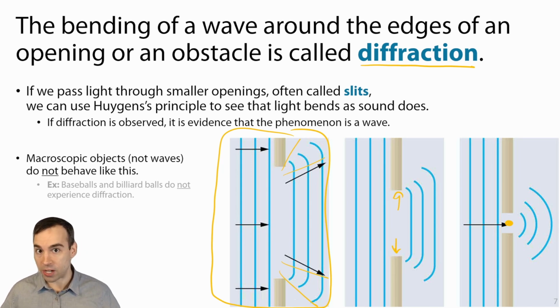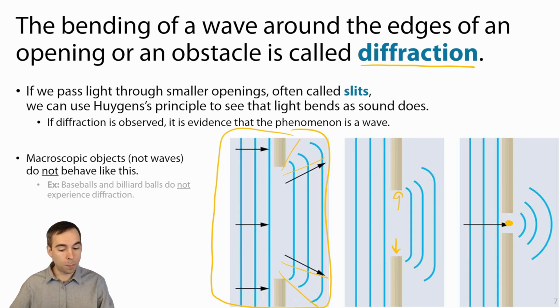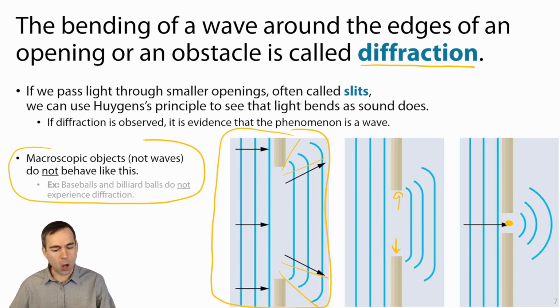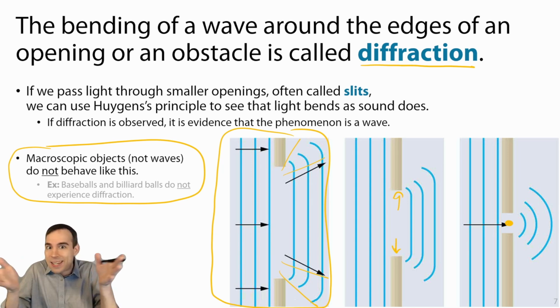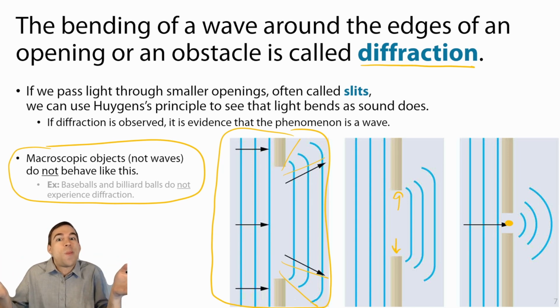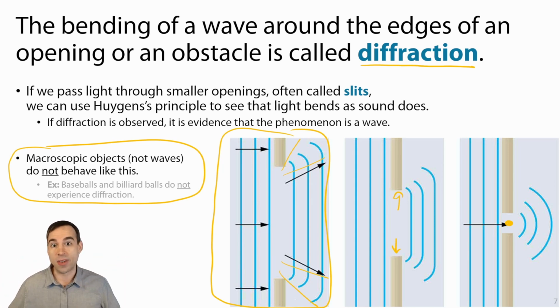And this idea of diffraction is unique to waves only. Particles like baseballs and billiard balls and cars do not bend and spread out as they go through an opening about the size of their length. So this is a unique phenomenon that is specific to waves. If something experiences diffraction, that indicates that it is a wave-like phenomenon and not an object or particle.